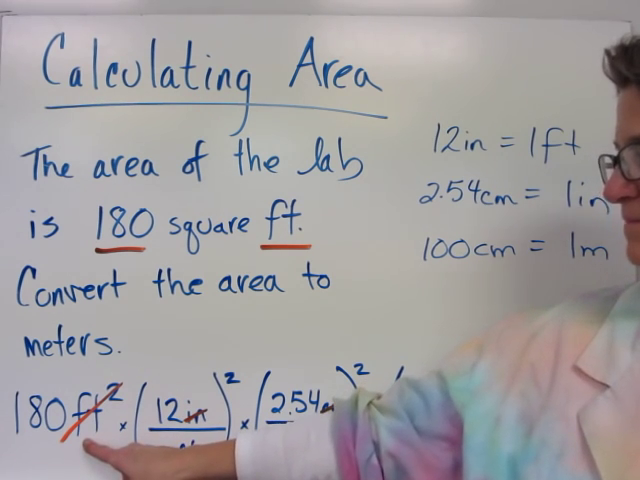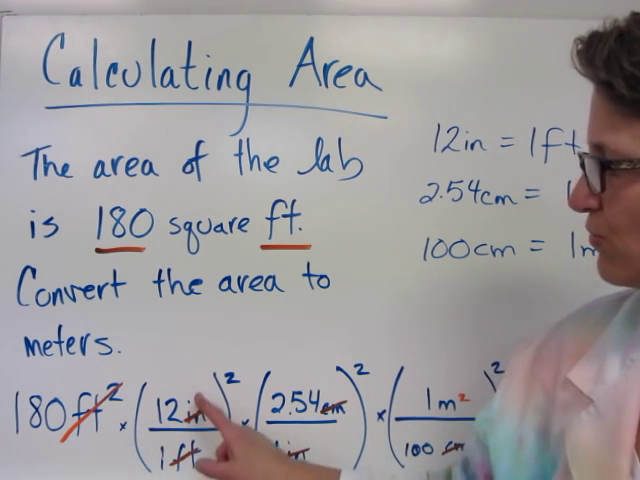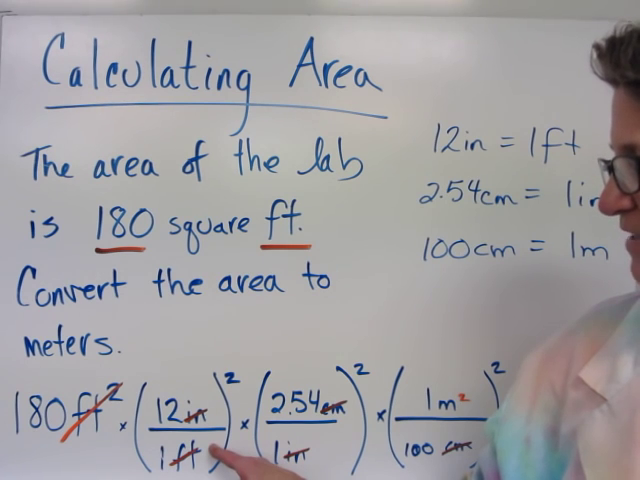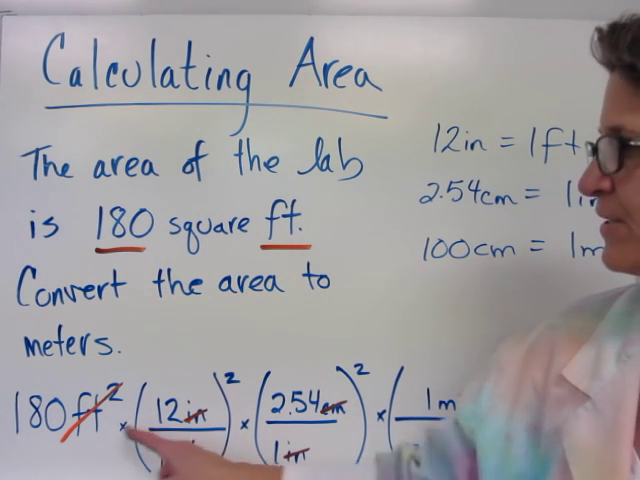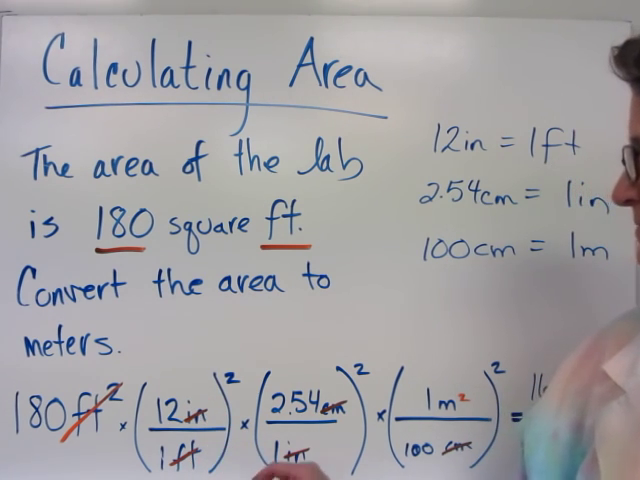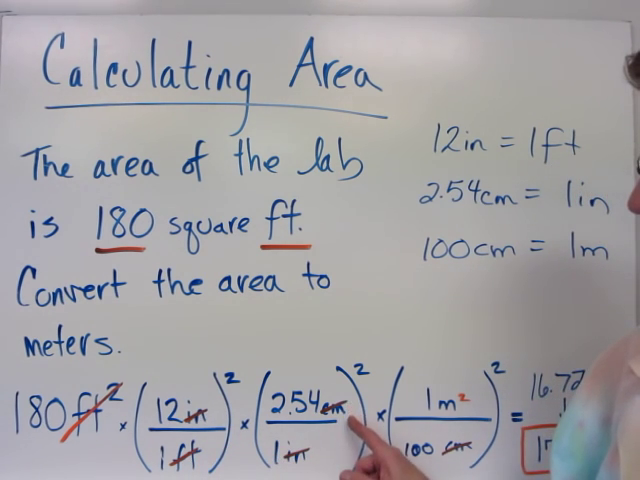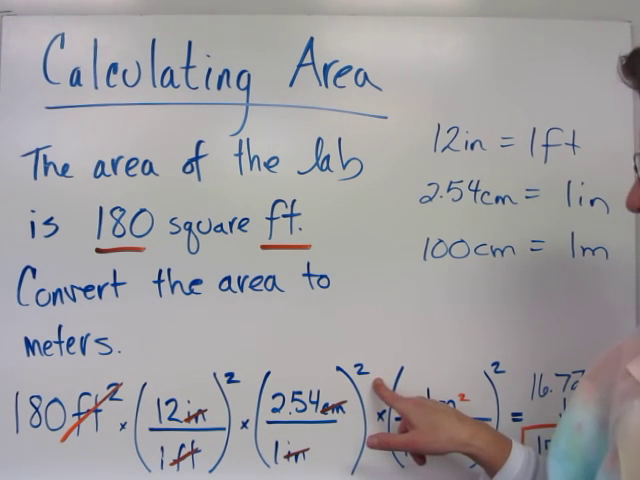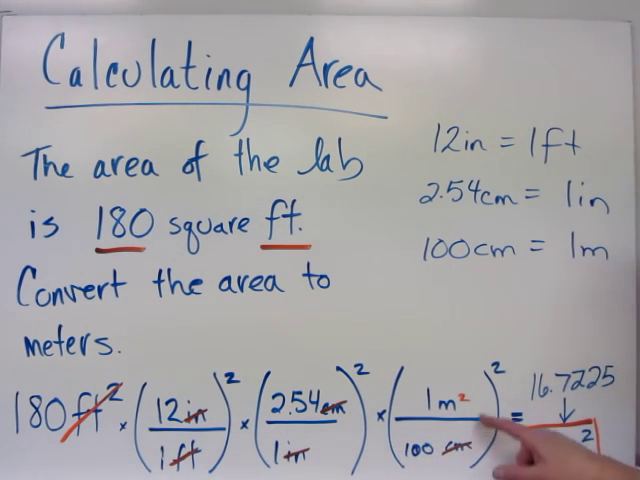Because your feet units are squared, you need to square each conversion factor. So 180 times 12 squared divided by 1 squared. And then I converted inches to centimeters. Make sure you square it. And then the centimeters to meters. Make sure you square it. These are your final units.